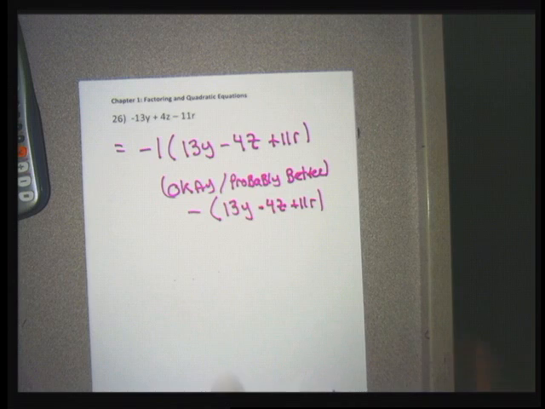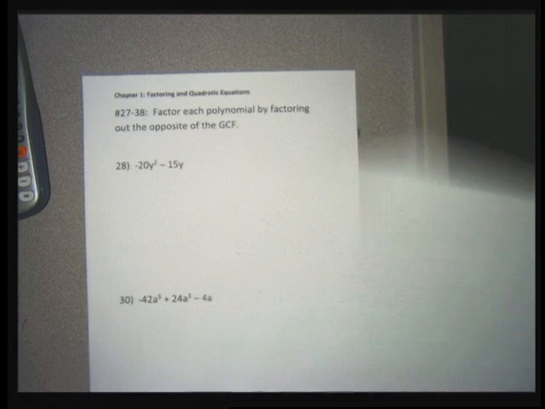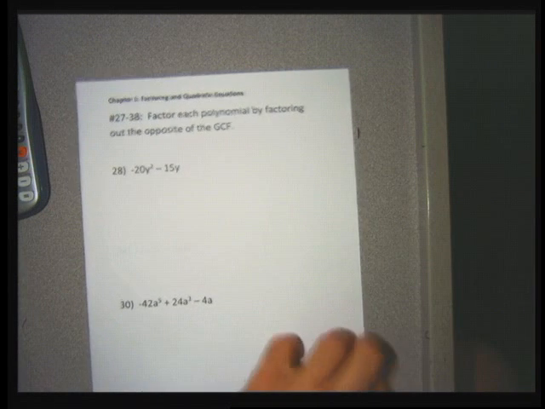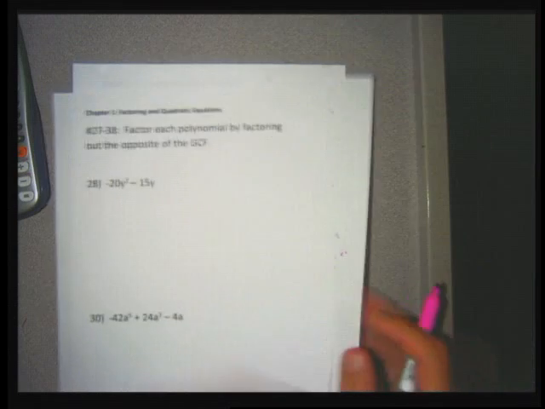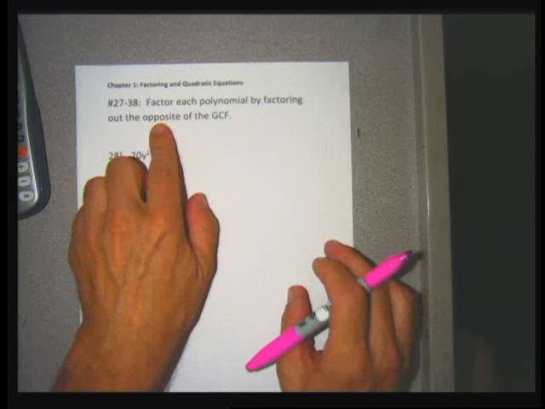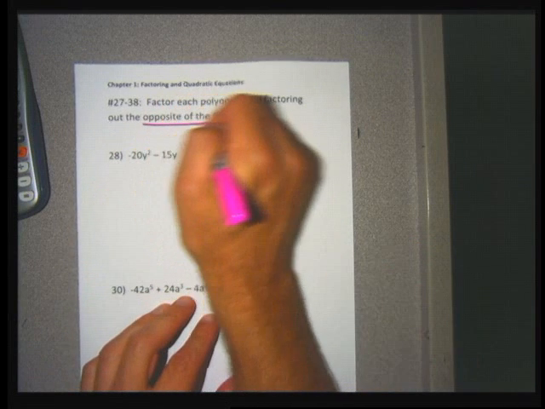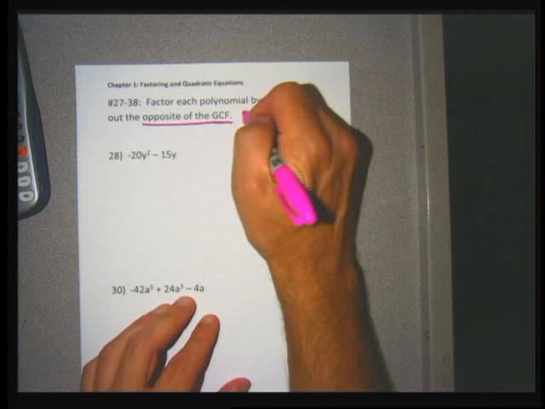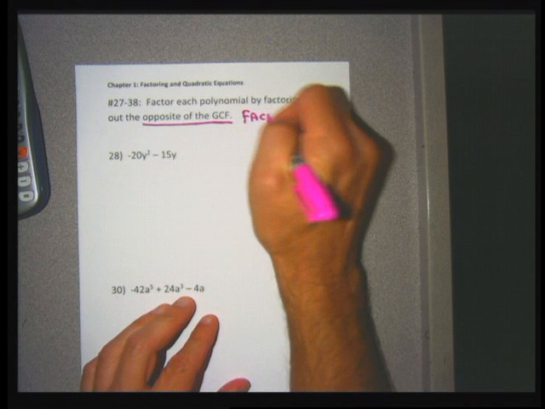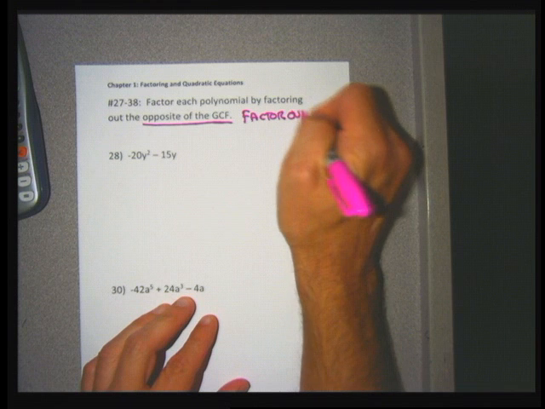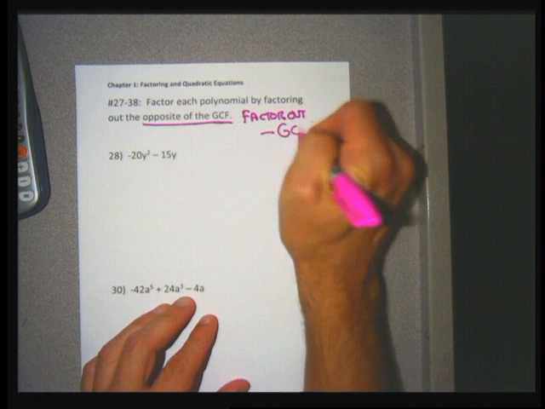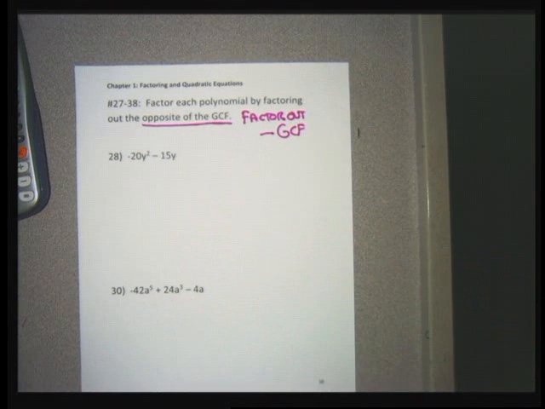Okay, next group of problems is a combination of factoring out a -1 and a GCF. We won't show the -1, we'll just show the GCF. So when I look at the instructions for problems 27 through 38, it says factor out the opposite of the GCF, and that implies factor out a negative with the GCF. So this means factor out a negative of the GCF, because the opposite of something is kind of the negative of it.